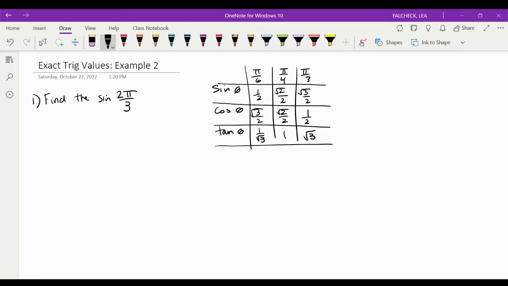The second thing that you need to draw is your little sign chart, and that tells you: All Students Take Calculus, or anteaters slurp tiny creatures. That tells you what trig ratios are positive in that respective quadrant. So in here we have all positive, here we have sine is positive, here we have tangent is positive, and here we have cosine is positive.